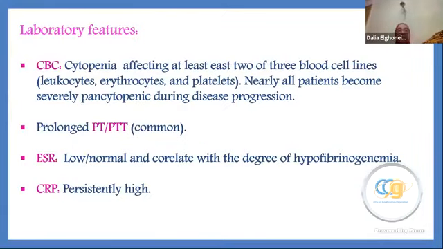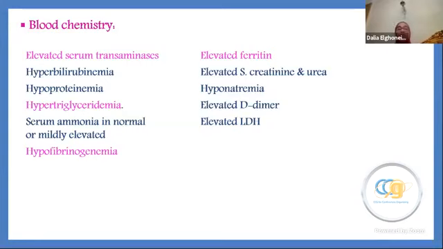The patients have cytopenias, mainly affecting the platelets and erythrocytes. Some patients with systemic JIA maintain leukocytosis at presentation. With disease progression, they turn pancytopenic. With the occurrence of coagulopathy, they have prolonged PT and PTT. The ESR is either low or normal, like we see in this girl, and it is related to the degree of hypofibrinogenemia. CRP is persistently high. In the blood chemistry, with liver affection, we will see elevated serum transaminases, hyperbilirubinemia, hypoproteinemia, hypertriglyceridemia, and hypofibrinogenemia. This is the classic liver affection of macrophage activation syndrome, and it does not end in fulminant hepatitis, and serum ammonia is either normal or mildly elevated.